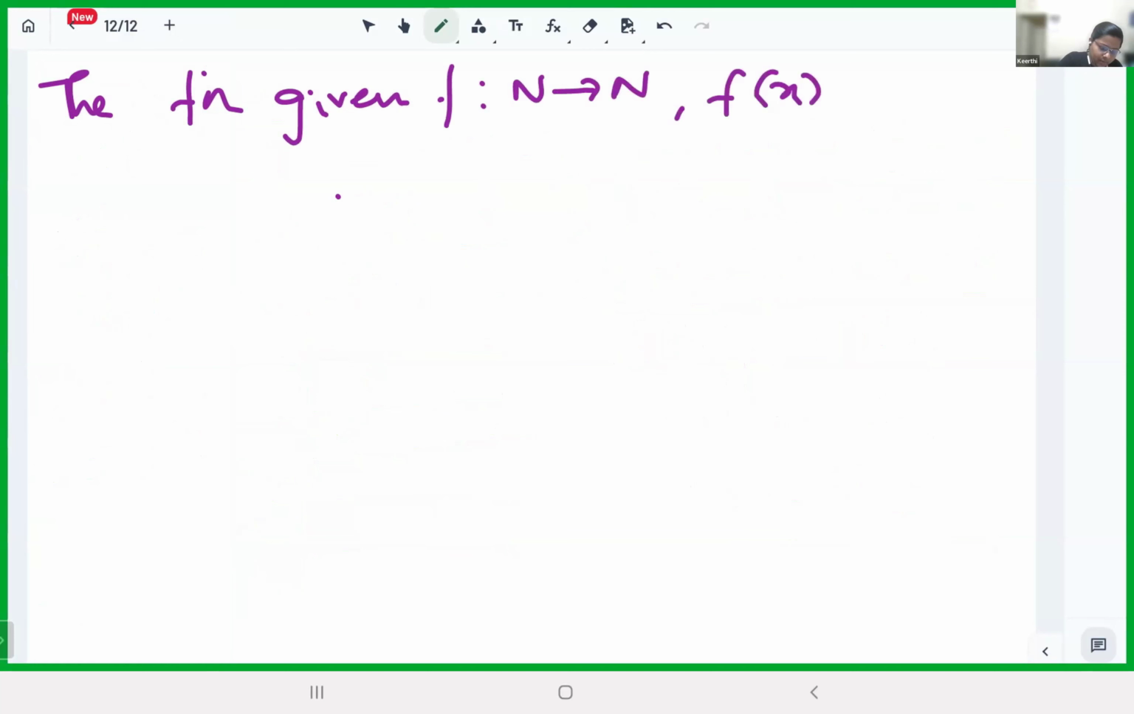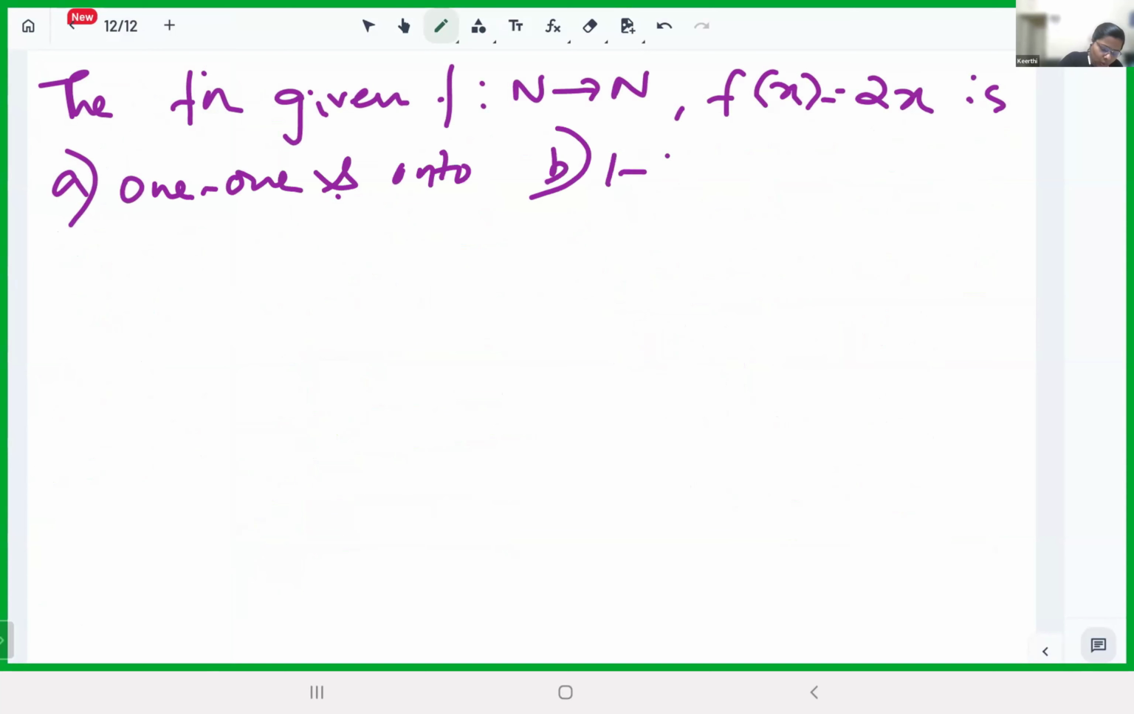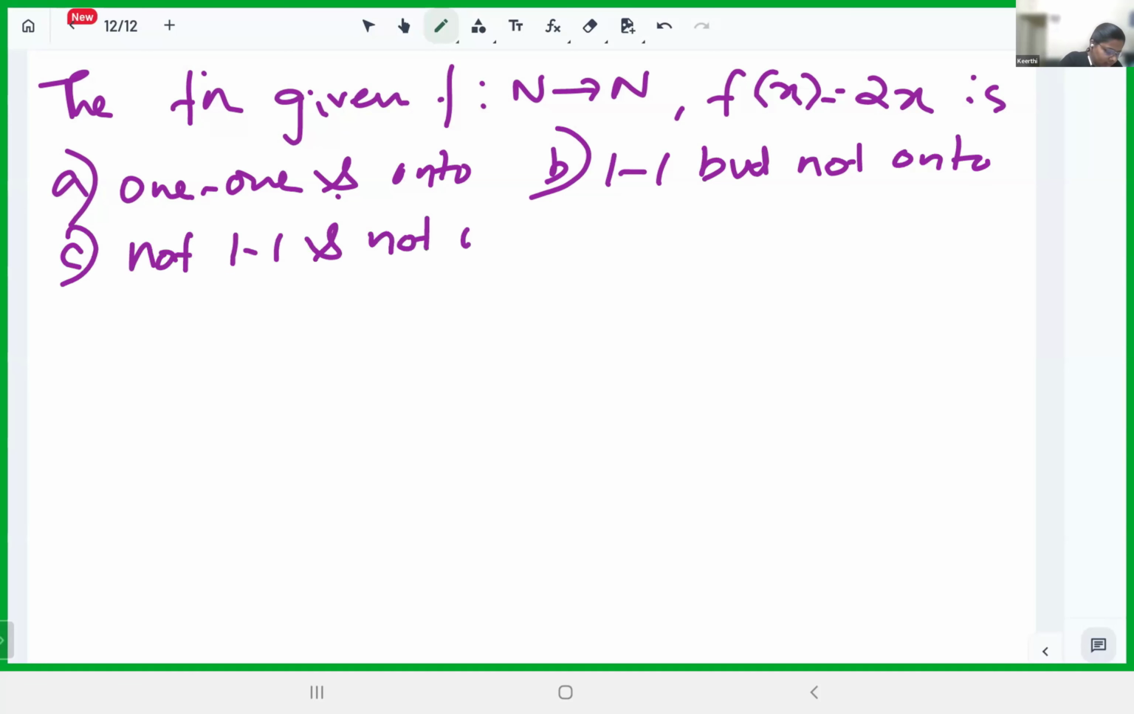The function given by f from N to N, f of x is equal to 2x, is: first option is 1, 1 and onto, second one 1, 1 but not onto, third option not 1, 1 and not onto, then the last one onto but not 1, 1.